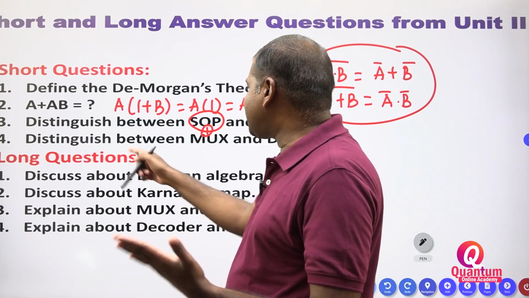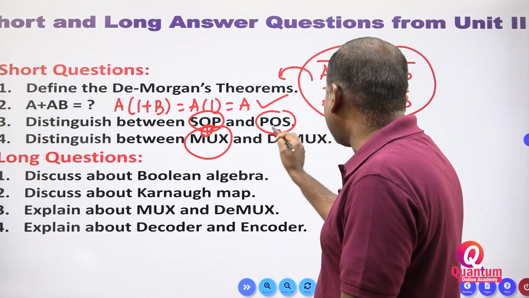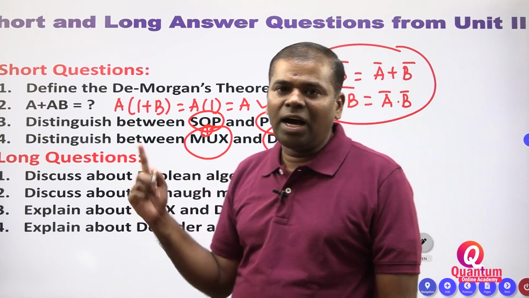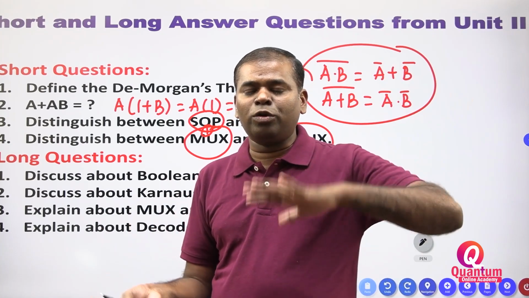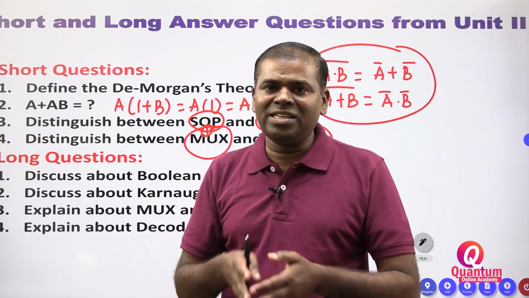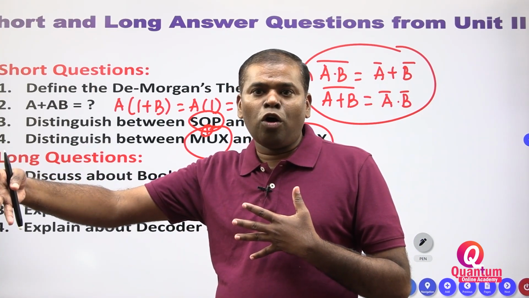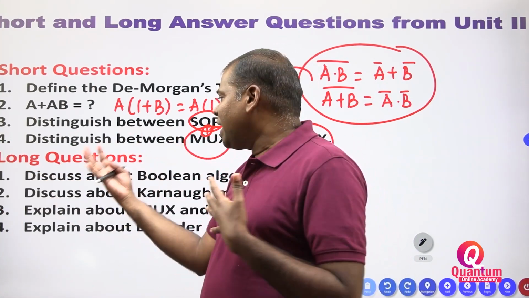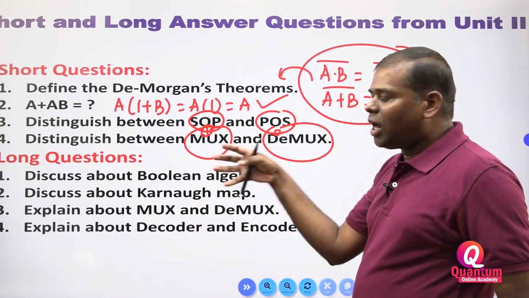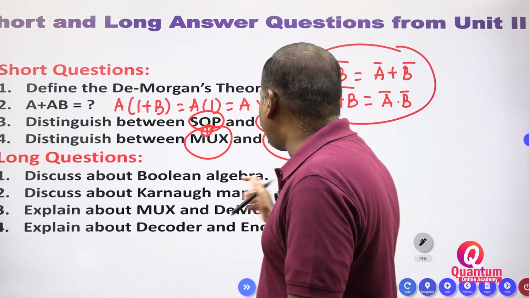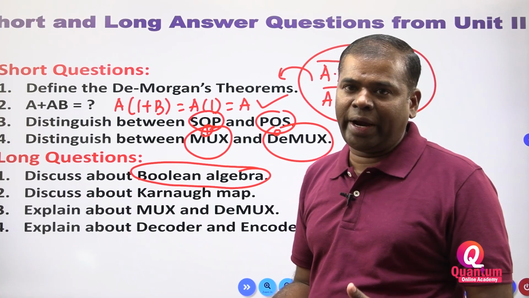Next question is distinguish between the mux, multiplexer, and demux, demultiplexer. What is the mux? What is the demux? How many inputs are there? How many outputs are there? How many selection lines do we have to use? Based on the selection lines, how do we identify the output? That you have to take from multiplexer and demultiplexer. The long questions you have to see. Discuss the Boolean algebra. Boolean laws you have to write.